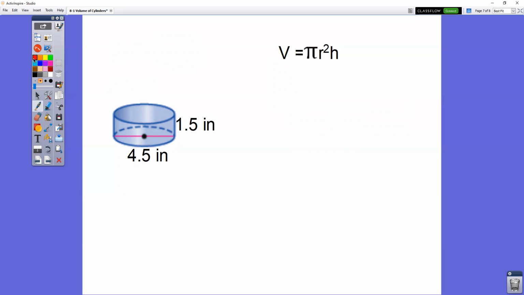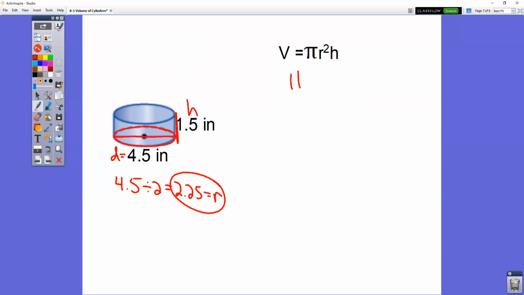So in this one again, your circle is down here at the bottom this time. They're giving you this distance that goes all the way across that circle. So 4.5 is really your diameter. We never want the diameter, we want the radius. The radius is half of the diameter. So 4.5 divided by 2 gives you 2.25 for your radius. 1.5 is this distance, which is your height.